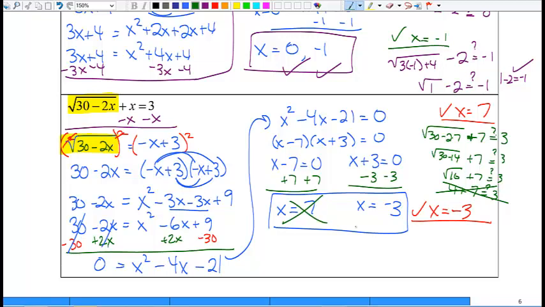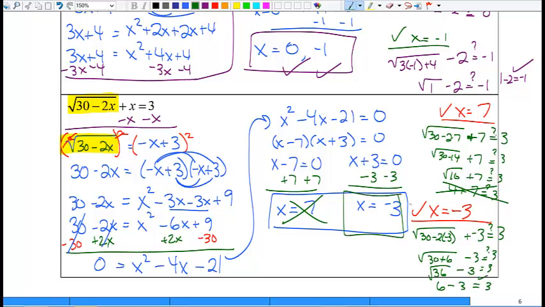Okay, I didn't do anything wrong, but inherent in the process of squaring both sides, sometimes you get a bad answer. How about negative 3? The square root of 30 minus 2 times negative 3, plus a negative 3, is supposedly equal to 3. So we have the square root of 30 plus 6, which is 36. The square root of 36 is 6, and 6 minus 3, is that equal to 3? Yes, it is. So this is not no solution. You do have a solution.